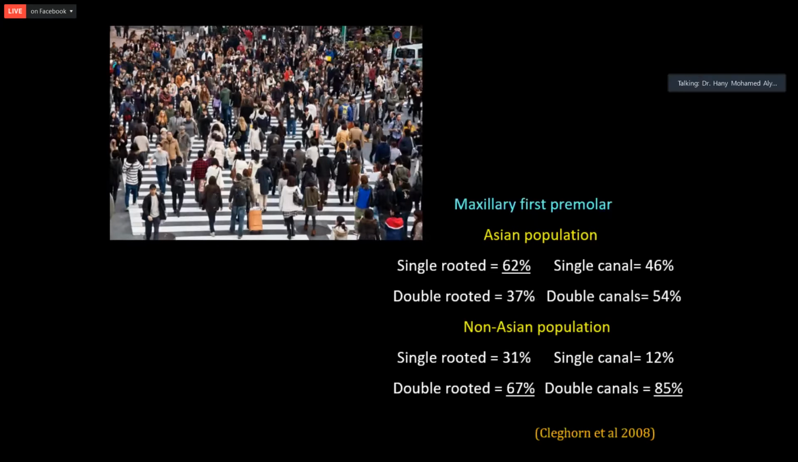So this means, and also in terms of canals, there is a higher prevalence of 2 roots and 2 canals in non-Asian populations compared to the Asian population. This indicates the importance of understanding the anatomy in different population groups.